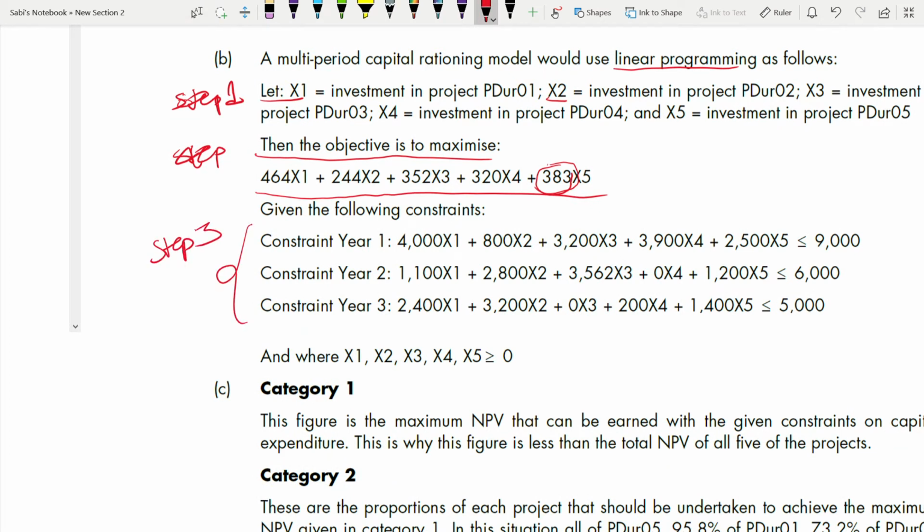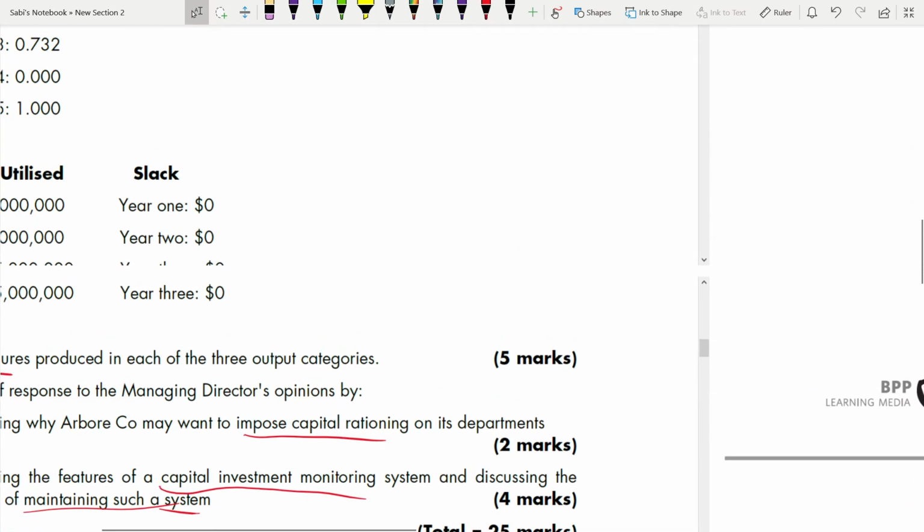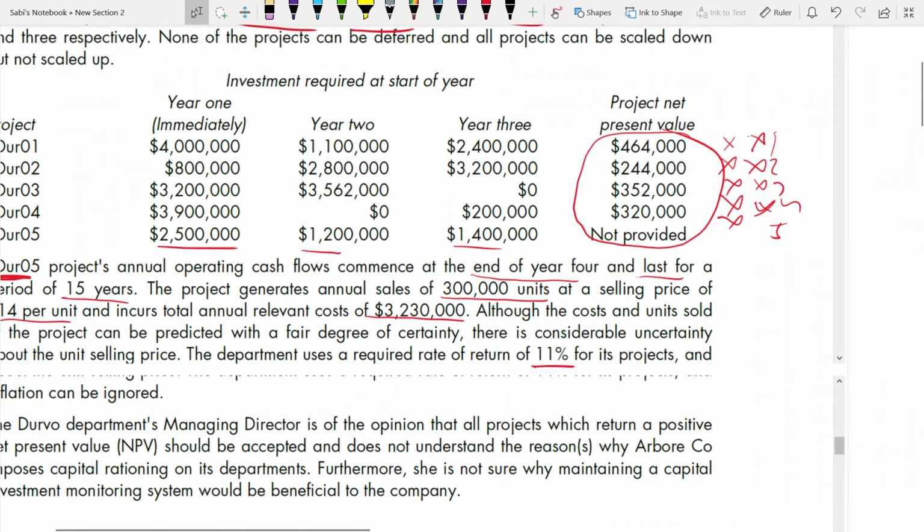You have to give the following constraints. You have to write it like this: constraint year 1, constraint year 2, constraint year 3. What is the constraint? And you have to multiply all by the project x1, x2, x3, x4, like this. But for year 1, let's go and check.